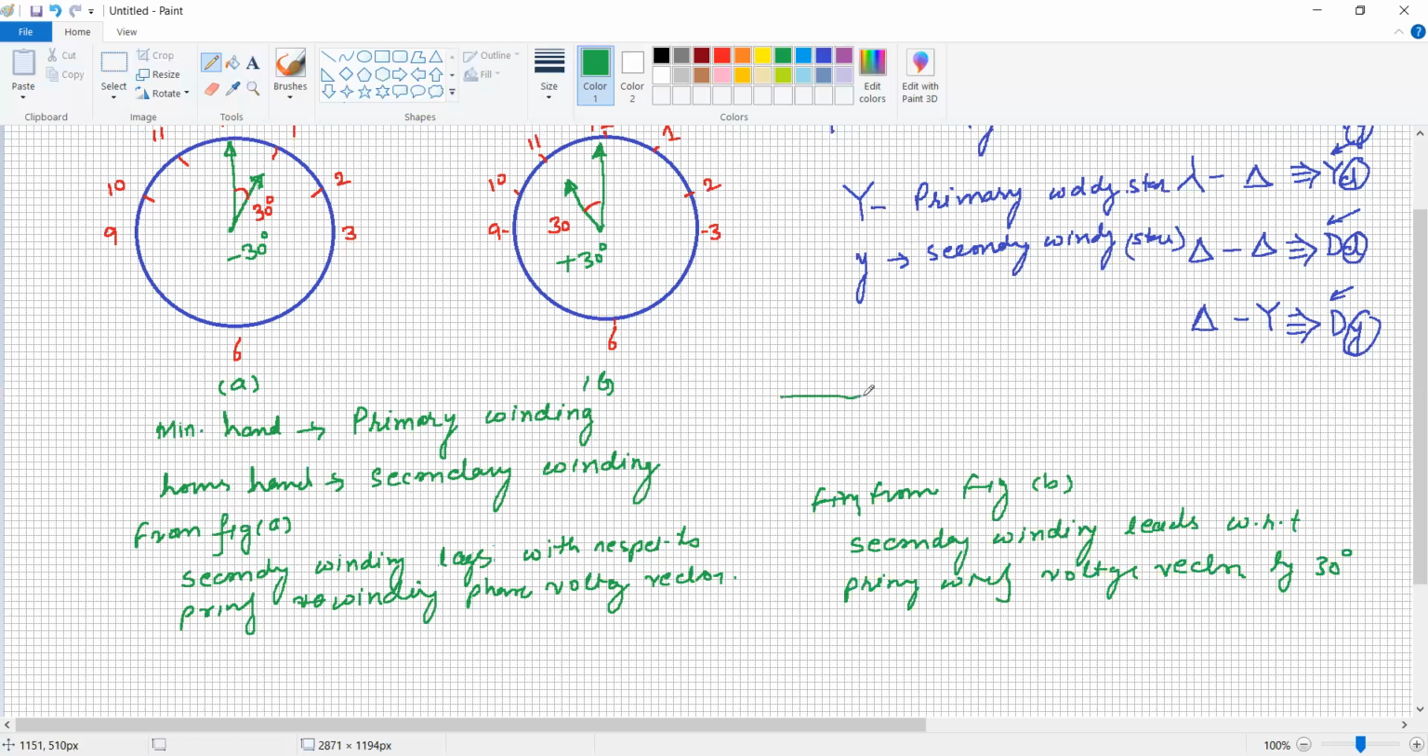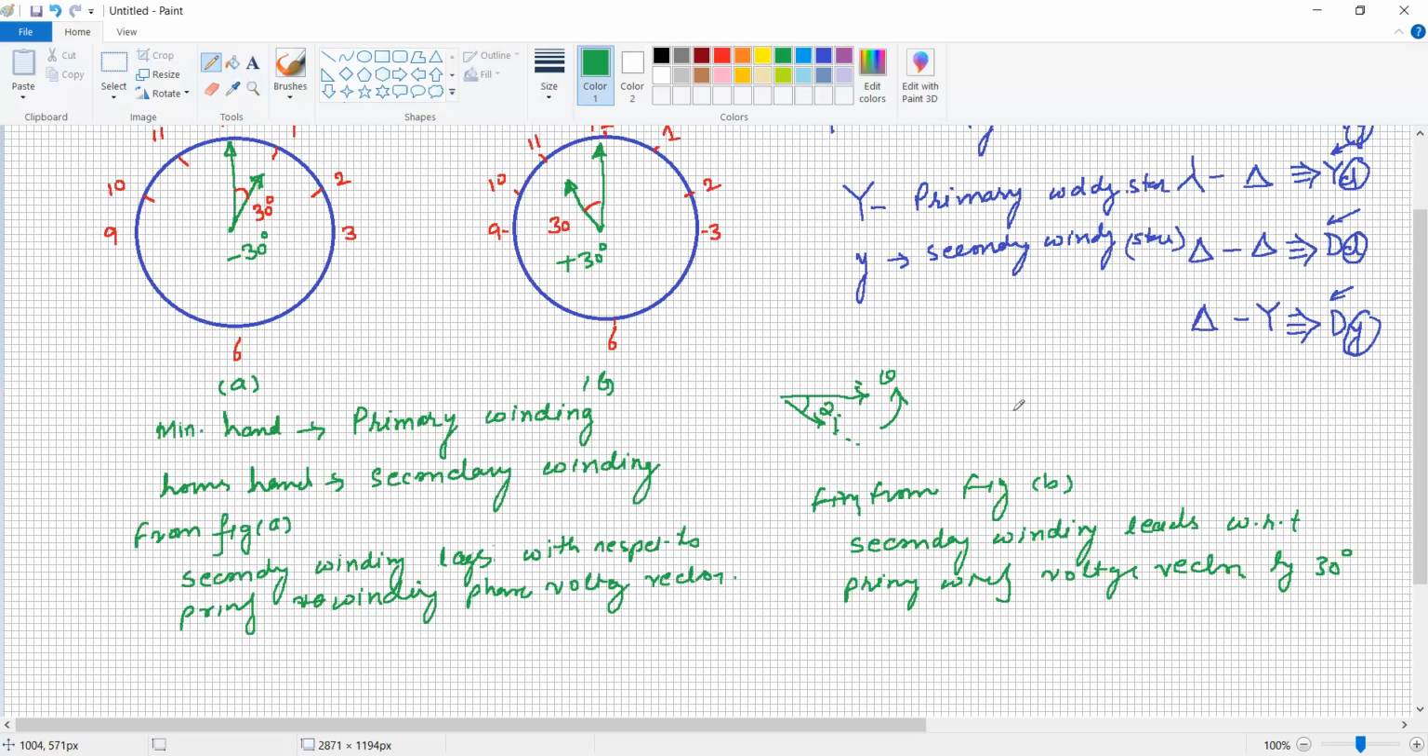Suppose this is the voltage, and this is the current. So current is lagging by an angle theta because it is an anti-clockwise direction. Or you can say that the voltage is leading with respect to the current by an angle theta. Again, it is an anti-clockwise direction.